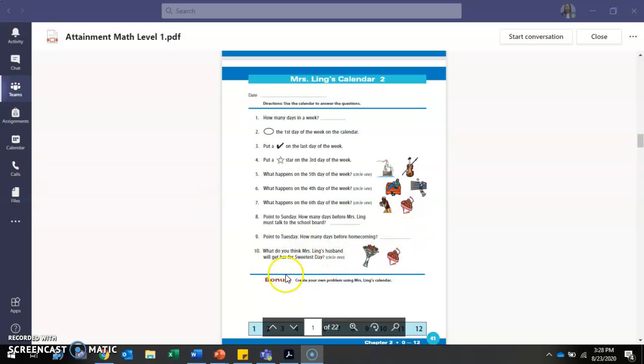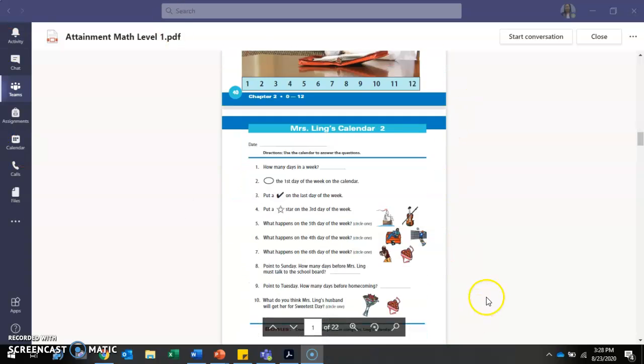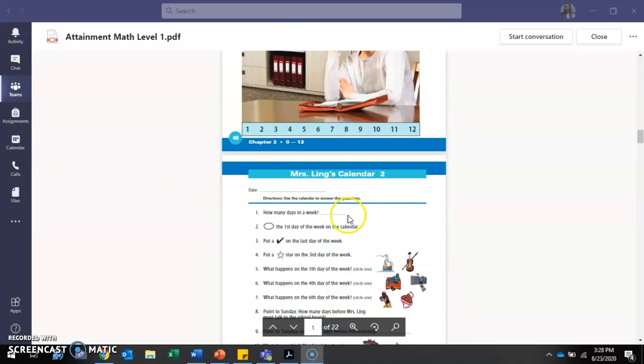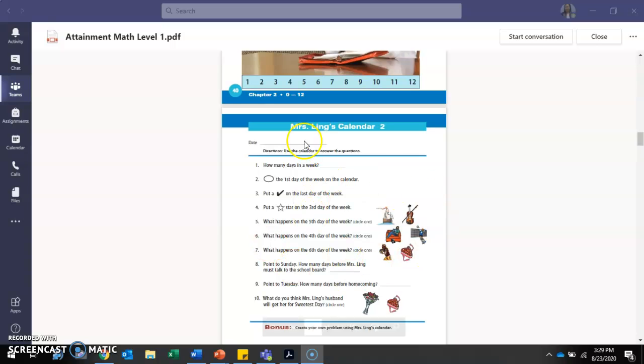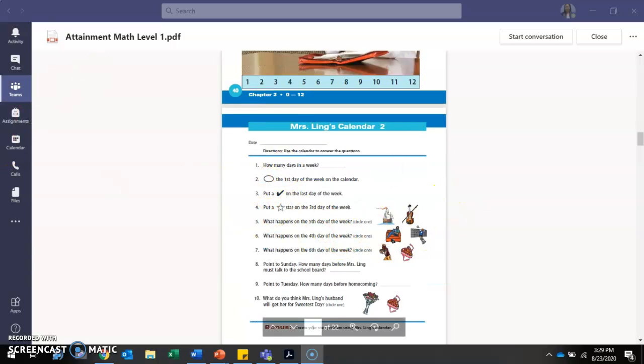What do you think Ms. Ling's husband will get her for her sweetest day? So go back to the calendar and check your answer. Make sure they match. When you are done, you are going to take a picture of this worksheet, or both of them, because you're actually having to draw over here too, and send it to me for a grade. If you have any questions, please let me know. Good luck.